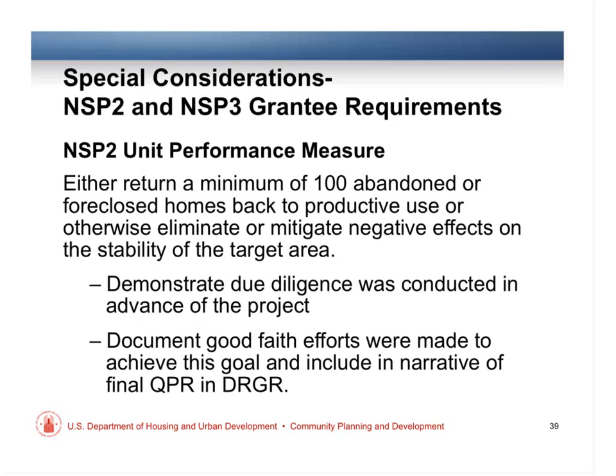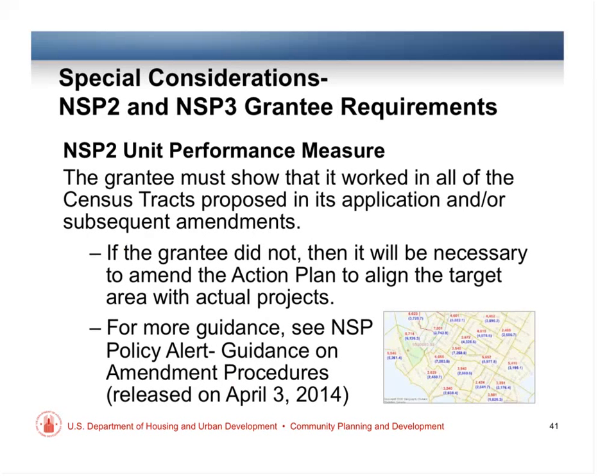So, HUD's requirement in NSP2 was either return a minimum of 100 abandoned or foreclosed homes back to productive use, or otherwise eliminate and mitigate negative effects in the community. Unless you have already talked to your regional HUD rep or worked it out with headquarters, those numbers that you originally put in your plan, you have to meet those guidelines. You have to meet those numbers before closeout, or explain to HUD why you couldn't meet this. So if you are an NSP2 grantee, I would suggest that you be talking to HUD about those issues.